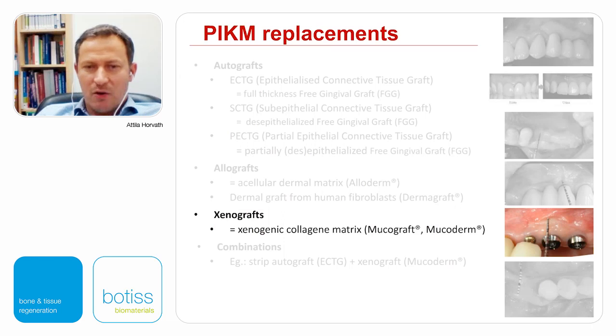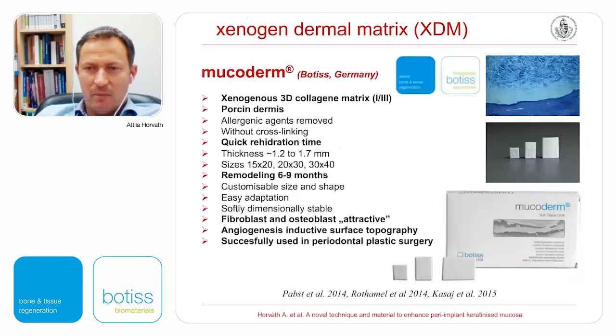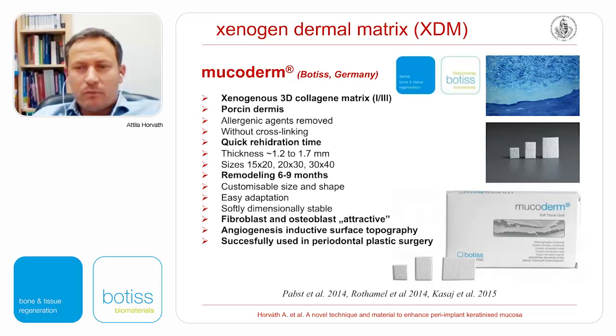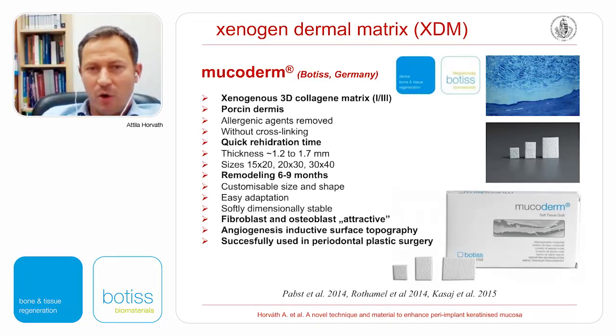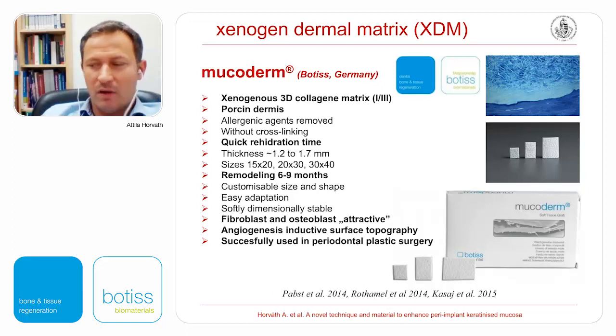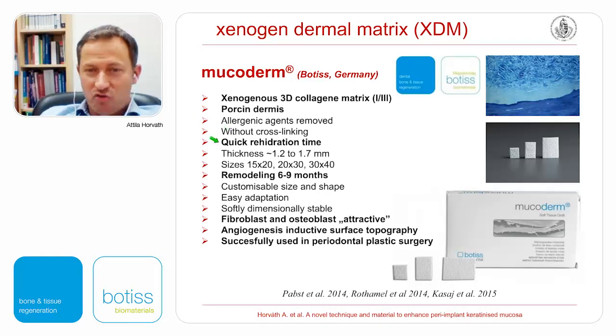So let's have a look at xenograft in the third part of the lecture. So what do we have? We have these two materials on the market, and I would like to talk about Mucoderm because I have more and more satisfying results with Mucoderm. So what is Mucoderm? Mucoderm is a botiss-made material. It is a xenogenous 3D collagen matrix from type 1 and 3 collagen. It's from porcine, so not from bovine. That might be important information later for the test. It has a quite quick rehydration time. Actually, it's very fast. The remodeling, according to the manual, is 6 to 9 months, so it's quite long, which we're quite happy with.